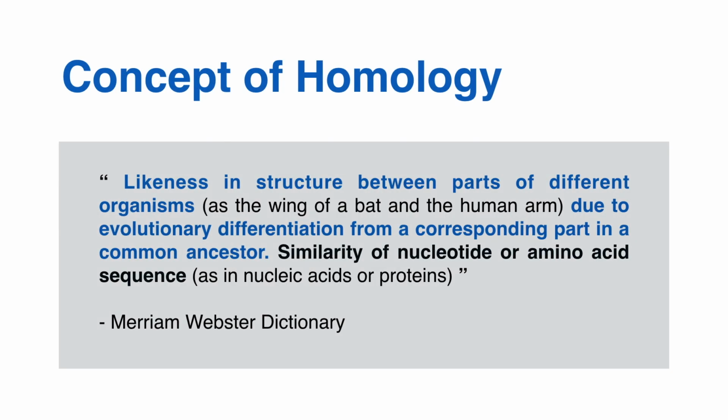Biological homology means likeness in structure between parts of different organisms that is due to evolutionary differentiation from a corresponding part in a common ancestor. These homologies can be traced to similarity of nucleotide or amino acid sequences. Some, but not all, the observable similarities in genetic sequences originate in biological homologies.